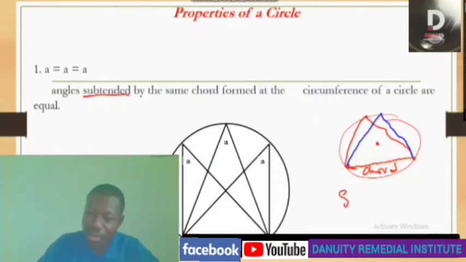Let me draw a third one. The third triangle I'm drawing is also subtended by the same chord. The chord has not changed. Also formed at the circumference. So this triangle is at the circumference. This angle is also at the circumference. That angle is also formed at the circumference.